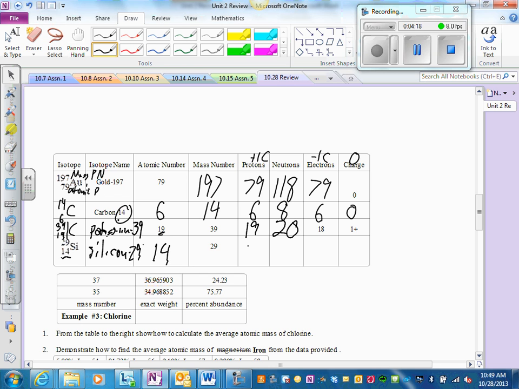Now, filling out the rest, by now we should see that 14 is the number of protons, because it's element number 14. Neutrons is our mass number minus protons, 29 minus 14, which gives us 15. And it doesn't give us a charge, so we'll just go ahead and say 14 electrons to make it neutral. And therefore the charge in this case would be 0.